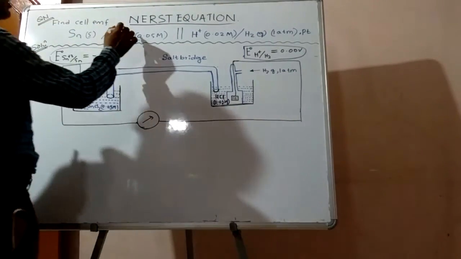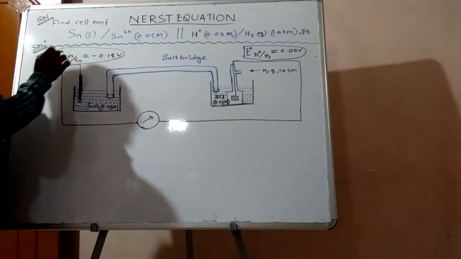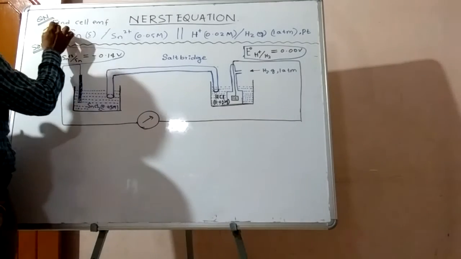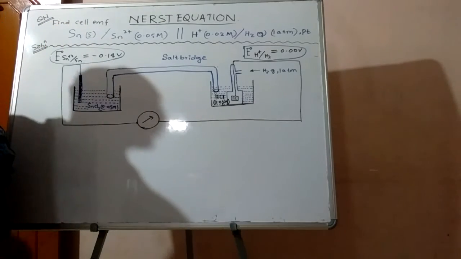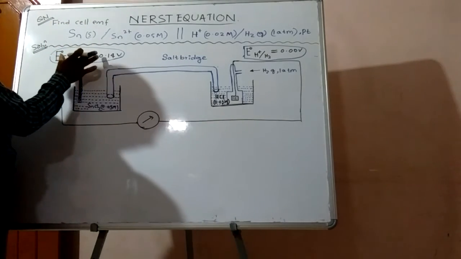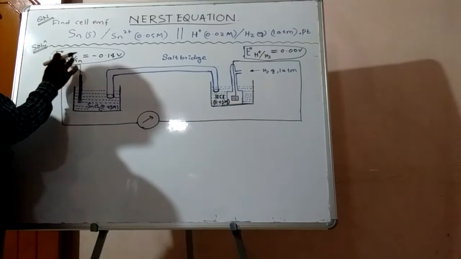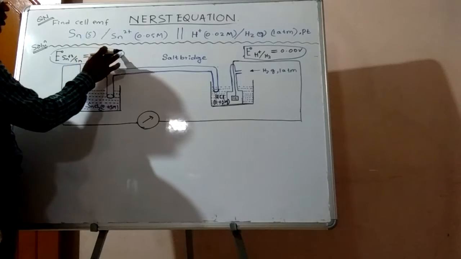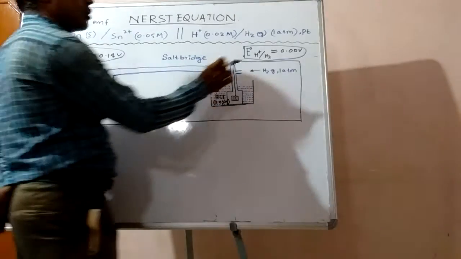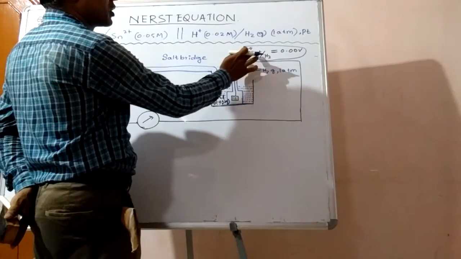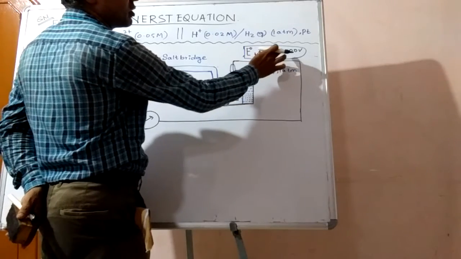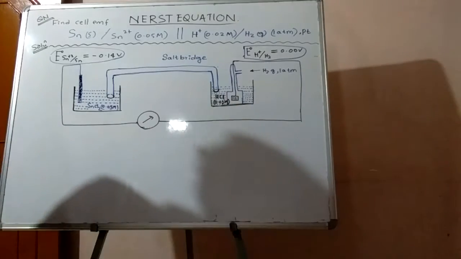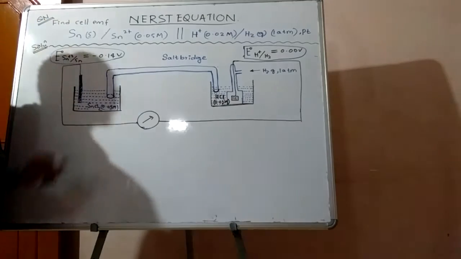This is a question on the Nernst equation. The cell expression is given like this, and we have to find out the cell EMF. The standard reduction potential for the tin electrode, that is the Sn electrode, is available in the electrochemical series, and also the standard electrode potential of the hydrogen electrode is taken as 0 volt. Now we have to find the cell EMF.